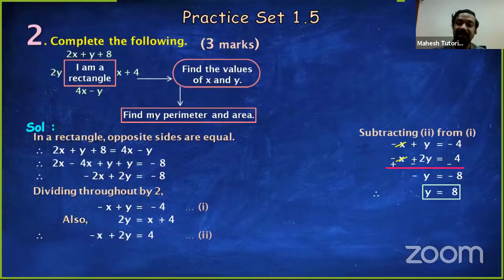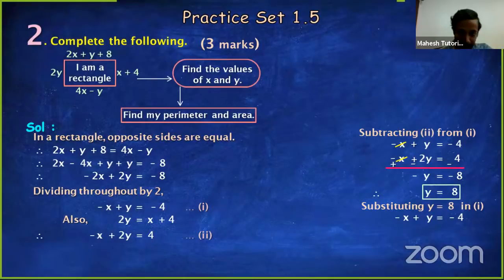Now students, finding the value of the other alphabet, that is x, that is very simple. What are we going to do? Very good. We are going to substitute. We will substitute this value of y in any of the equations. So let us put y is equal to 8 in equation 1. Students, everyone, look at equation number 1. It is minus x plus y is equal to minus 4.